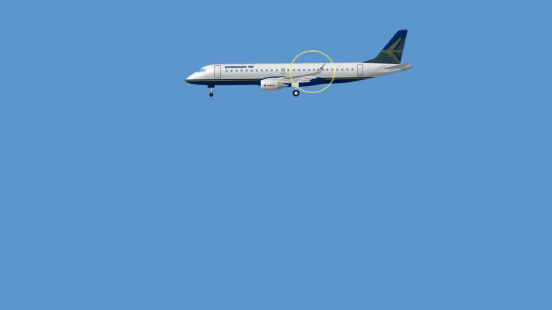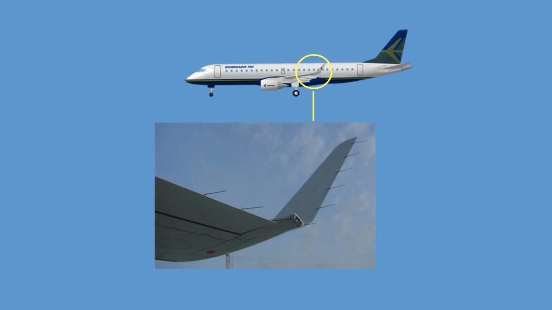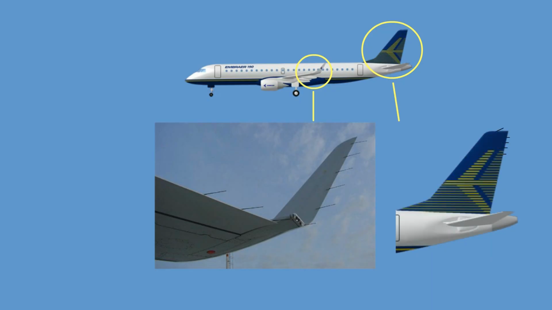The system includes several static dischargers on the winglets and ailerons, rudder and elevator, and one discharger cable on the nose landing gear.